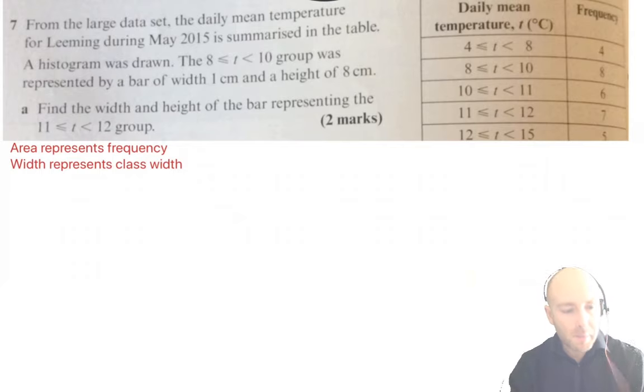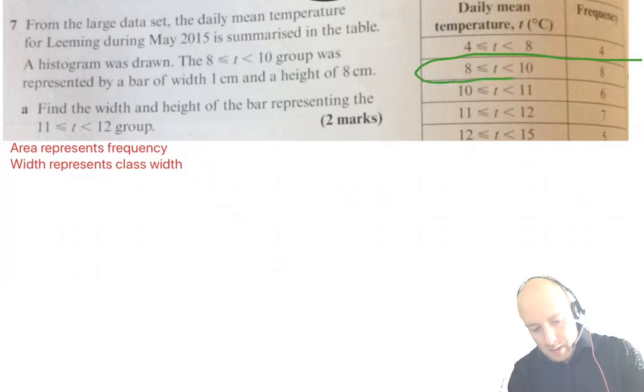So I've written the bits up here again. Area represents frequency and width represents class width. You can just about see the frequency there. The only two bars we need though, the 8 to 10 group and the 11 to 12 group. So here's our 8 to 10 group. And here's our 11 to 12 group.